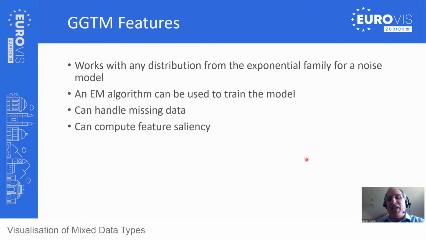So this generalized GTM, as we call it, where GTM is the generative topographic mapping, which is the right-hand side of that picture, works with any distribution from the exponential family for a noise model. We can use the standard EM algorithm to train the model. We have to write down a new set of equations, but they're fairly straightforward to do. We can handle missing data in this framework, so we can do inference over missing data, and we can also compute the importance of each feature as well, no matter whether the feature is discrete or continuous. So compared to what we can do with topographic methods, we have a number of, if you like, extra goodies to hand here that are not available for t-SNE and UMAP and so on. So this is a reason to look at this particular approach.